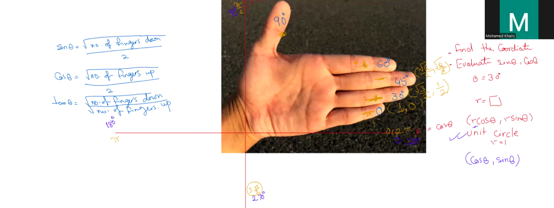For cosine, how many fingers up? So as you can see, it's going to be 1 over 2. For sine, how many fingers down? So radical 3 over 2. This is my final answer.